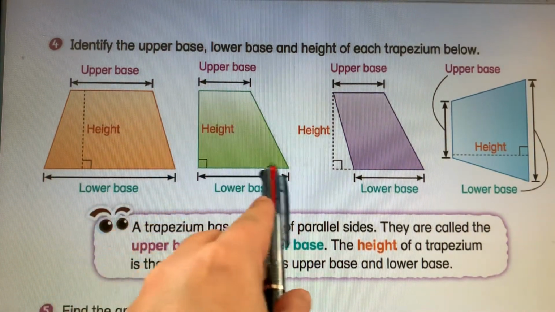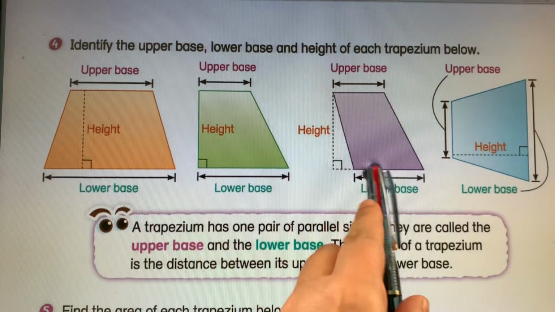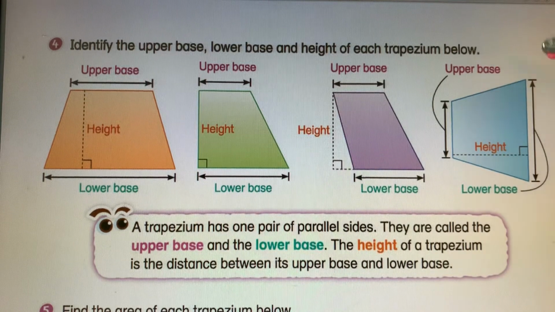Upper base and lower base. So you can see this is the only pair of parallel opposite sides.